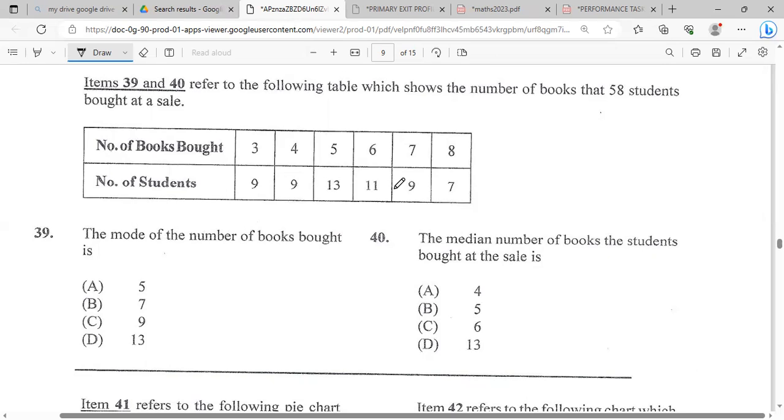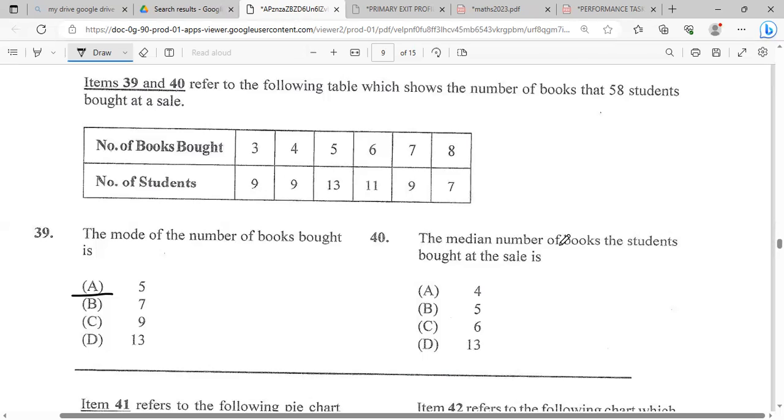All right, so what you're going to do, this is saying that 9 students bought 3 books, 9 students bought 4 books, 13 students bought 5 books. So the mode would be 5. Be careful, guys. Some persons will think it's 13, but it's 5. So the number of books, the one with the highest frequency. So 13 students bought 5 books.